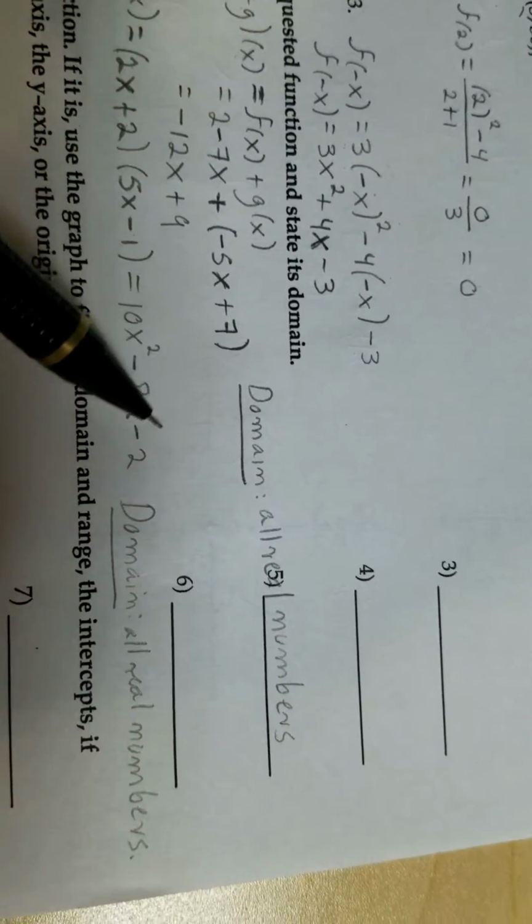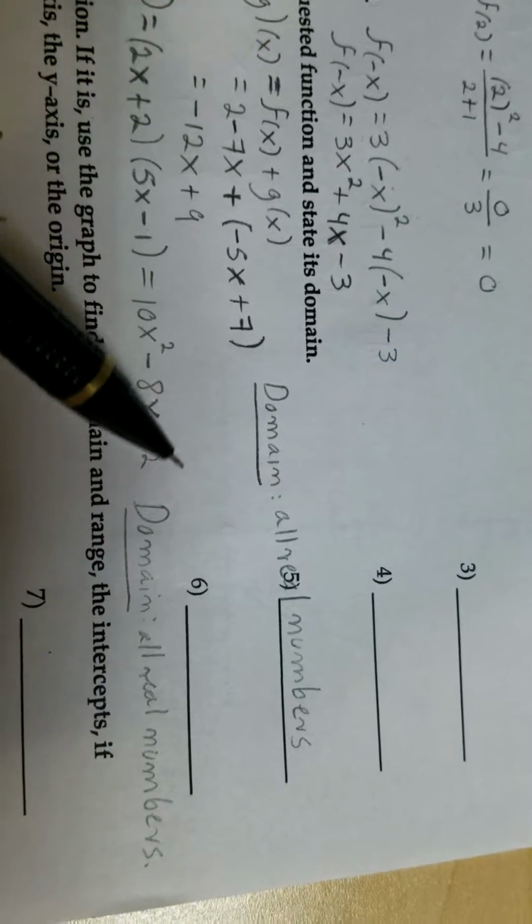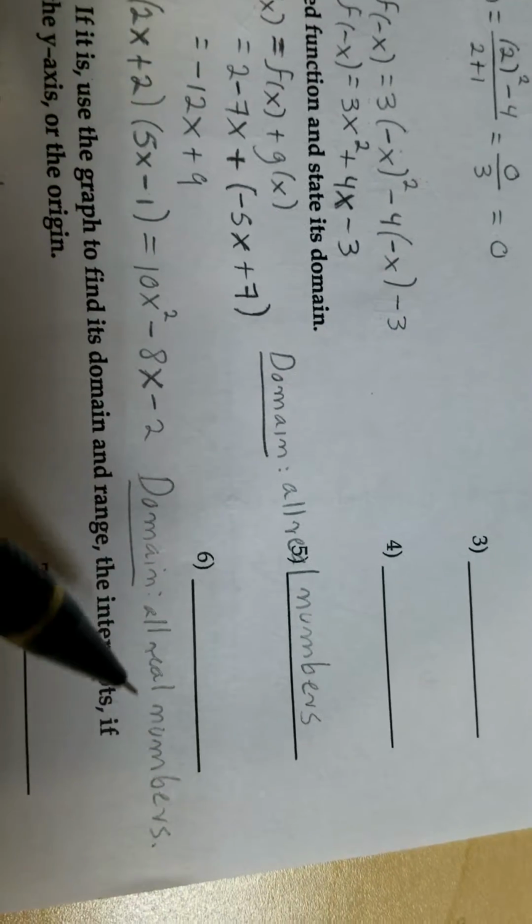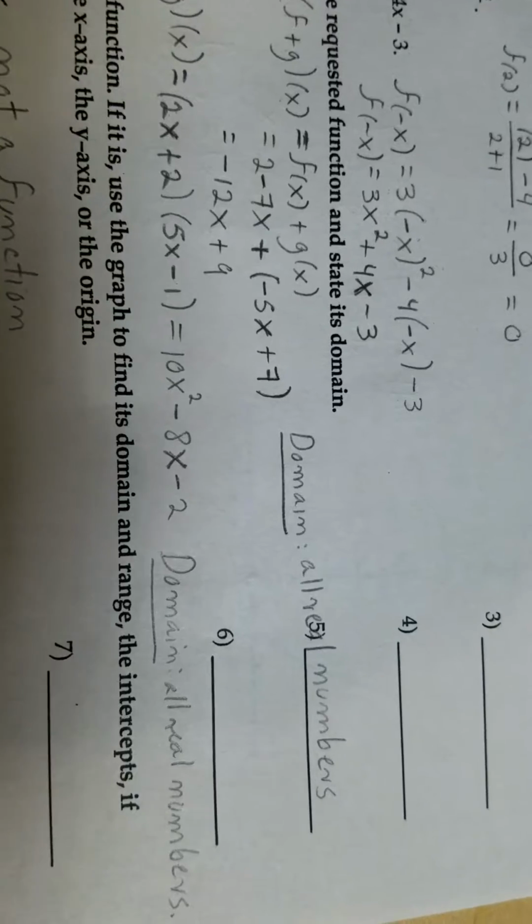Once again, once you get here, you can see that there is no restriction, so right away that means the domain is going to be all real numbers since there is no restriction.